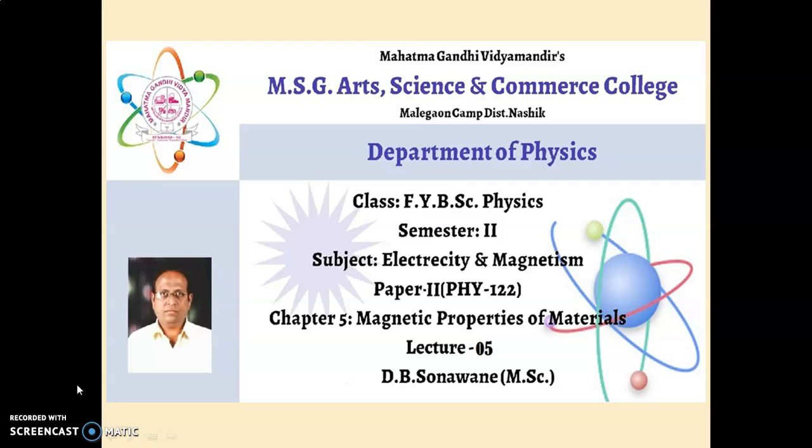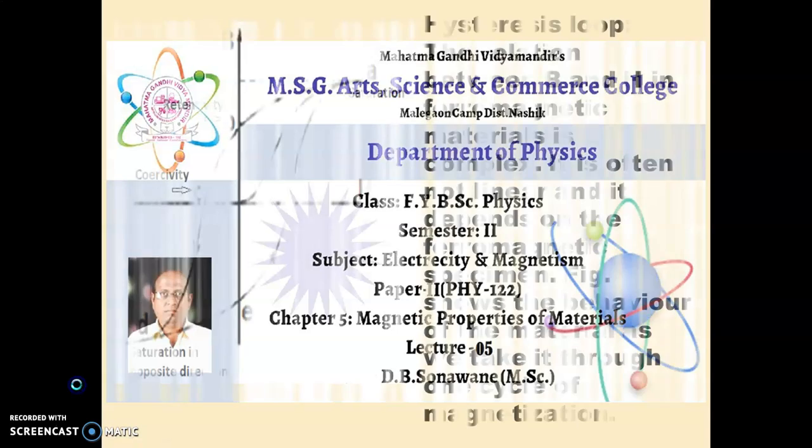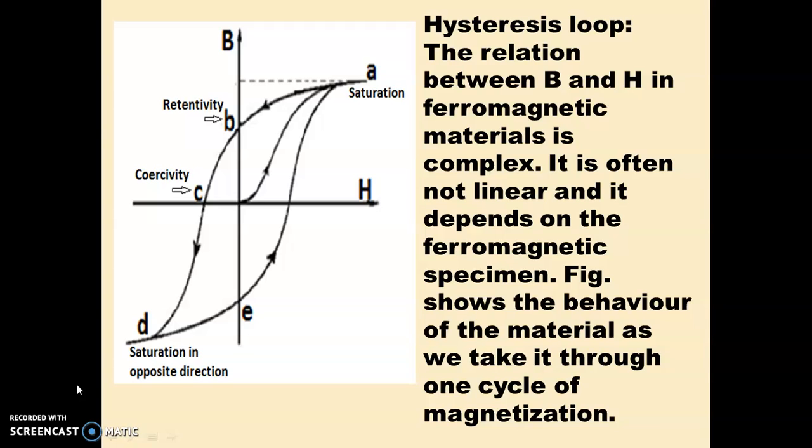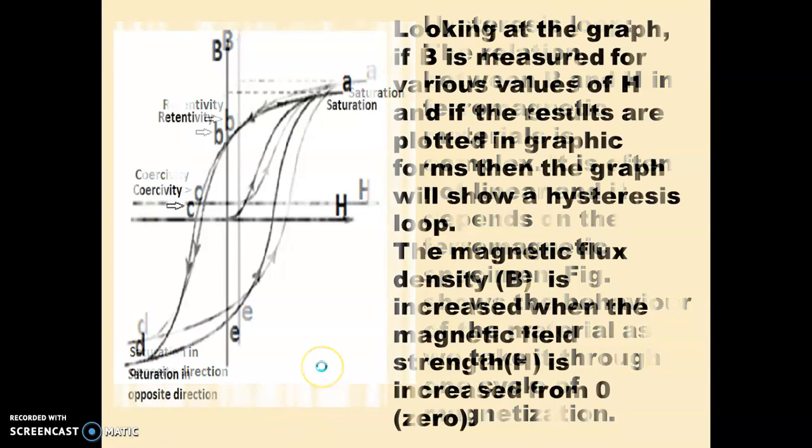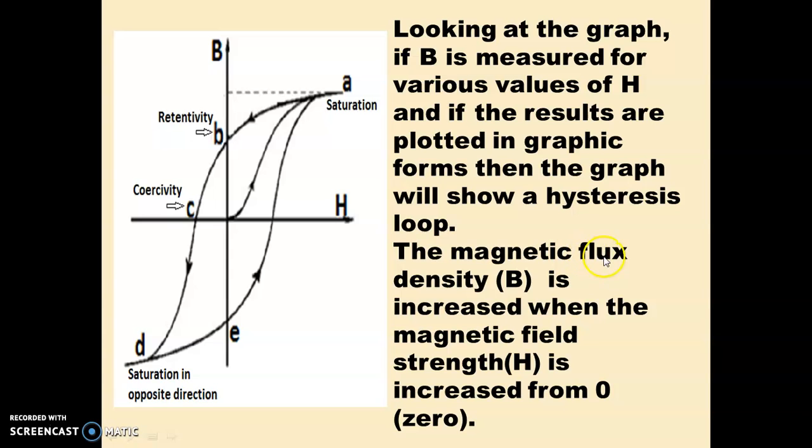Hello friends, class FYBSc, semester 2, subject electricity and magnetism, paper 2, chapter 5, magnetic properties of material, lecture 5: hysteresis law, the relation between B and H. As we know, B means magnetic flux density and H is magnetic field strength or intensity.